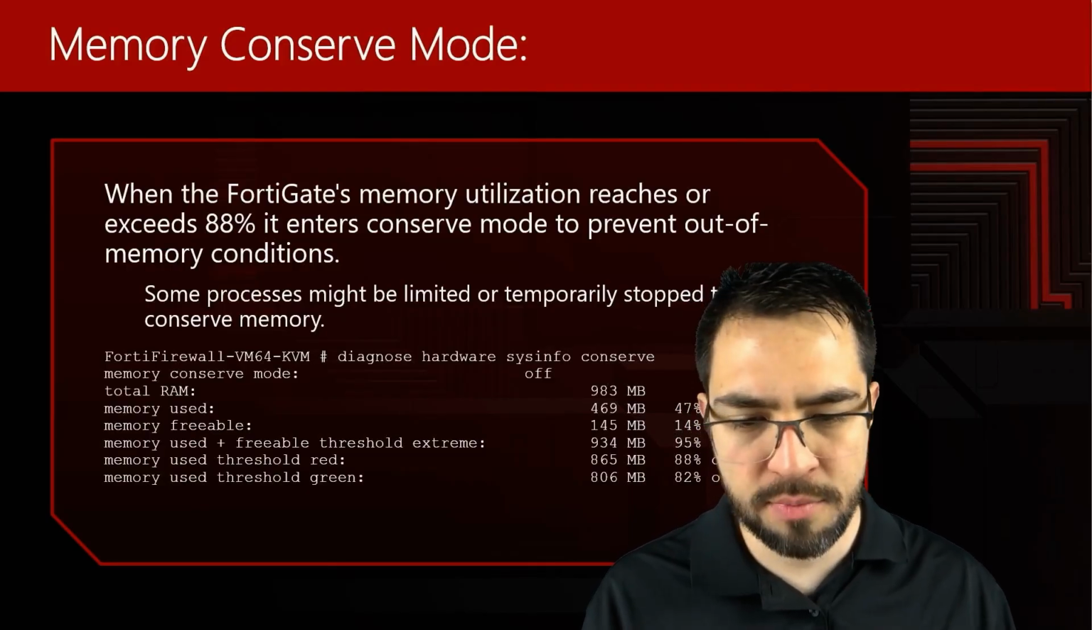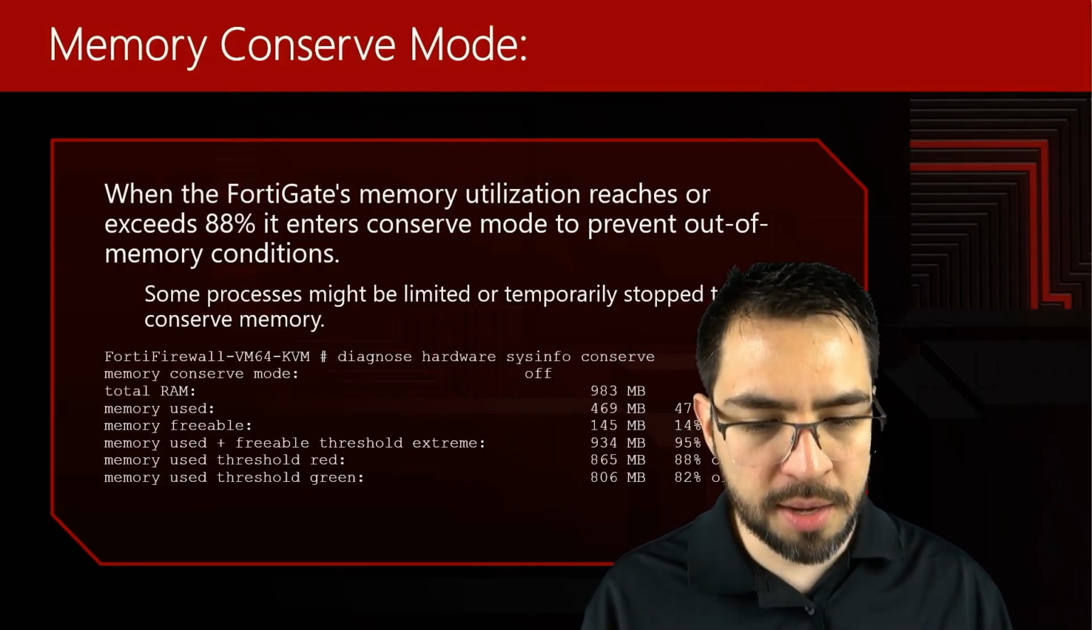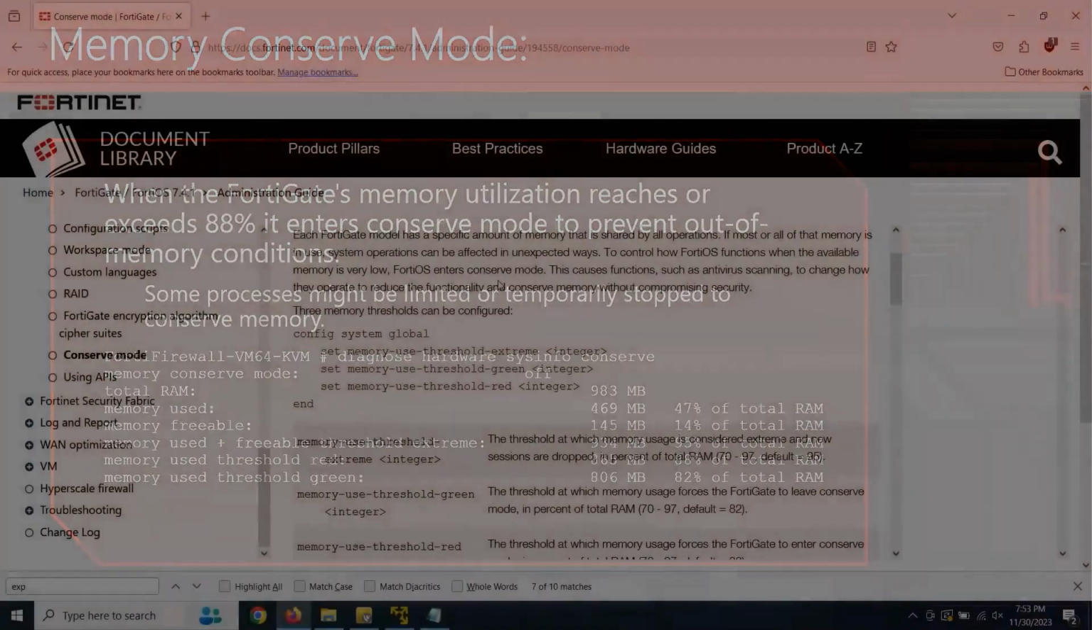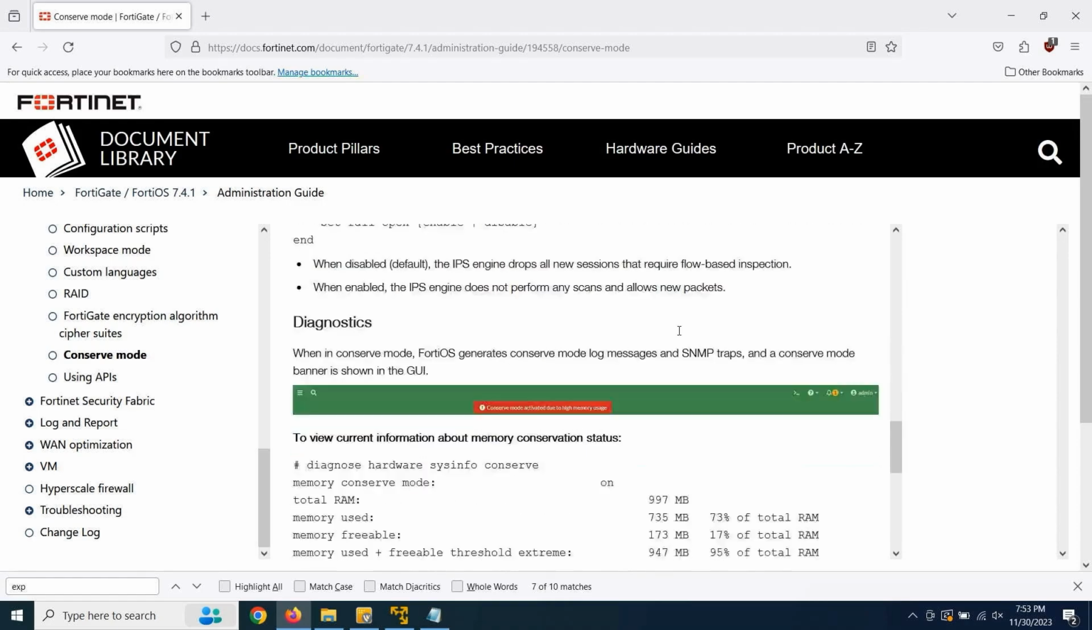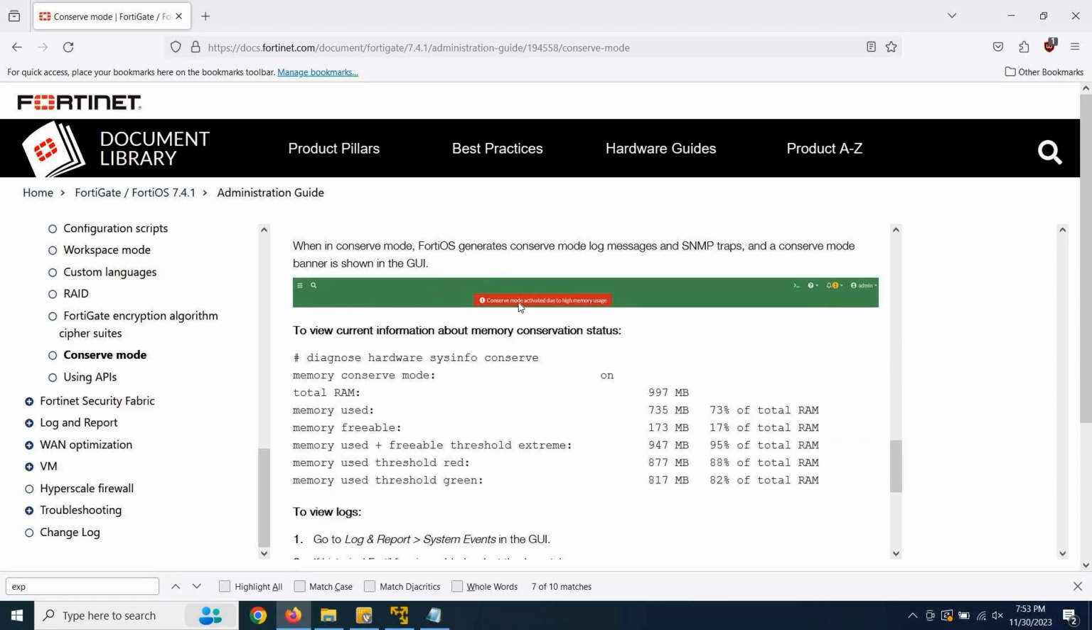If we go to the lab computer quickly, I'm just going to show this article that also talks about conserve mode and what the default thresholds are. We're going to review on the next slide, but the green threshold by default is 82. The red threshold is at 88, and the extreme is going to be 95. And if we scroll down a little bit more, this is how it's going to look from the GUI if we are in conserve mode.